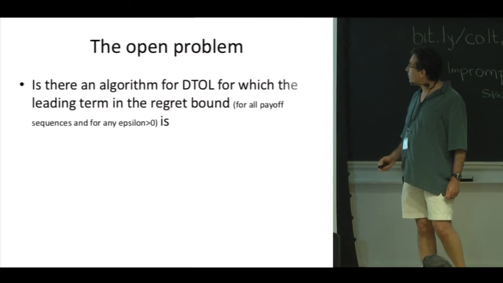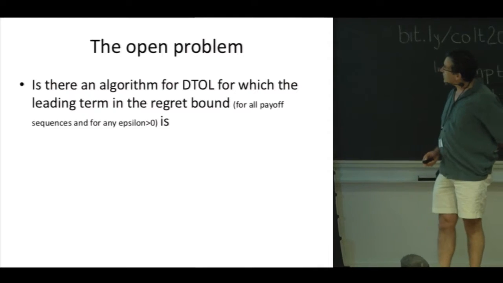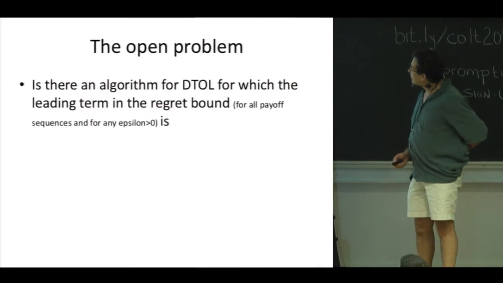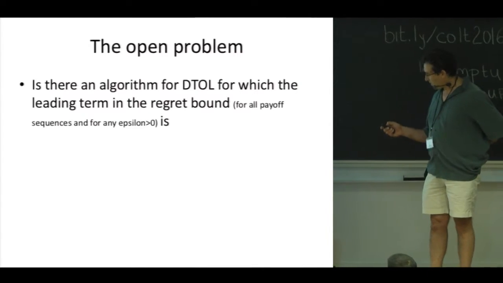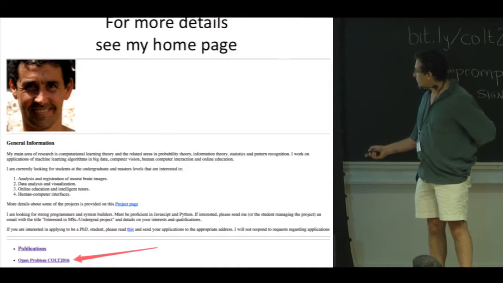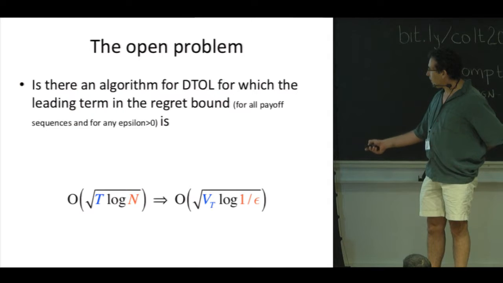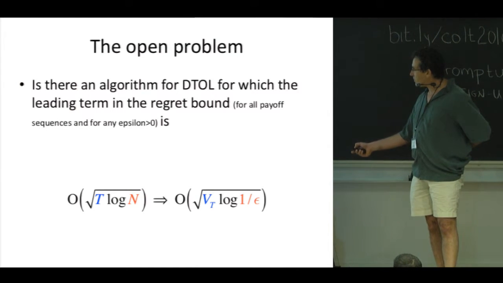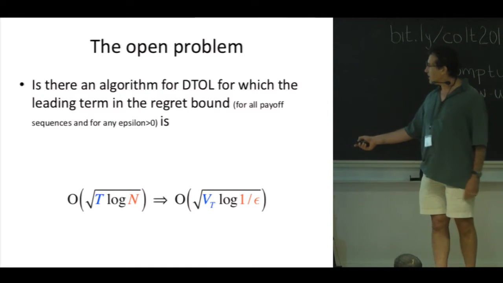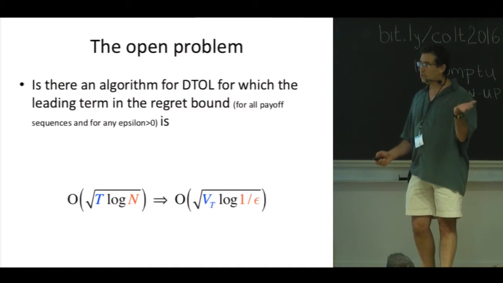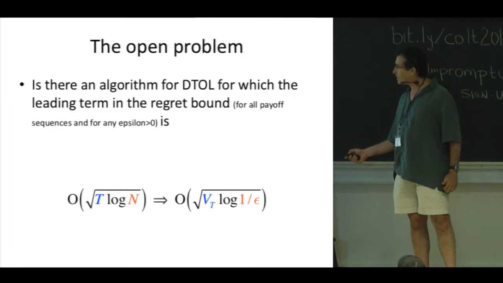So here's the open problem. Is there an algorithm for decision-theoretic online learning for which the leading term in the regret bound, for all payoff sequences and for all epsilon larger than 0, is this? Instead of time, you have cumulative variance, and instead of the number of experts, you have epsilon. And the important thing is that epsilon you don't need to decide on in advance. It's not like n, where you know what n is. This should hold for all epsilon at any point.